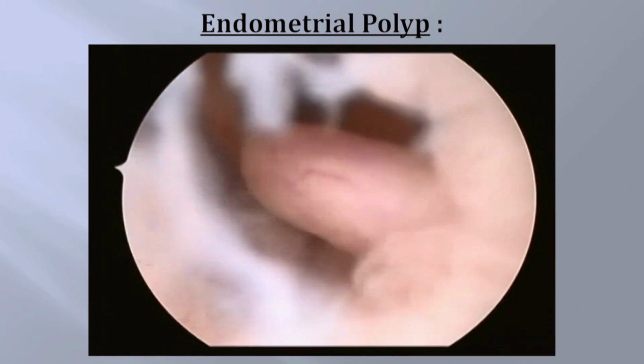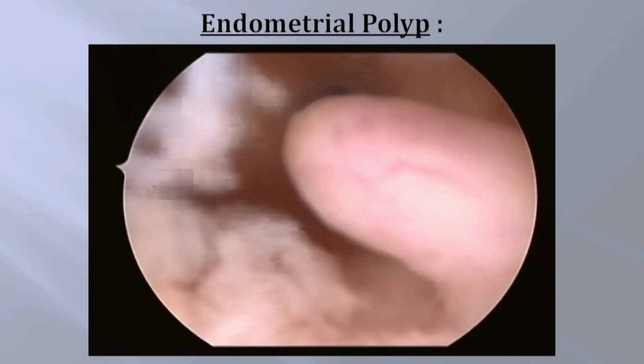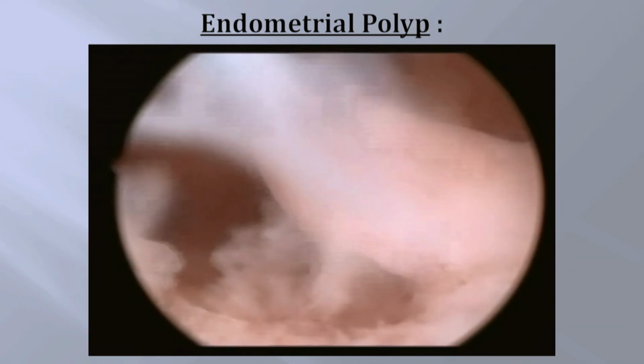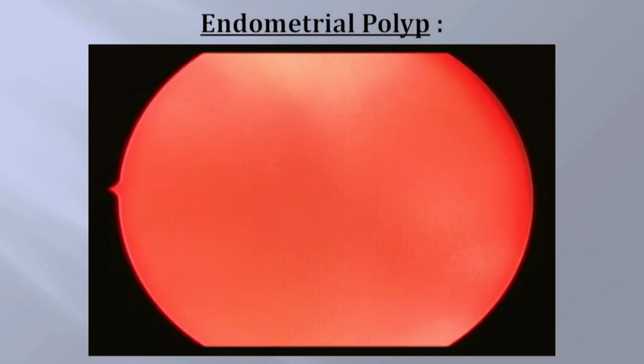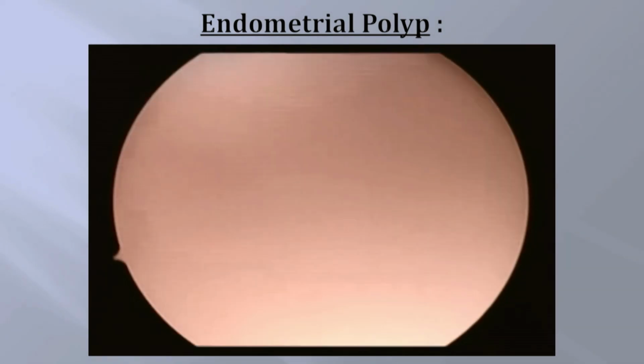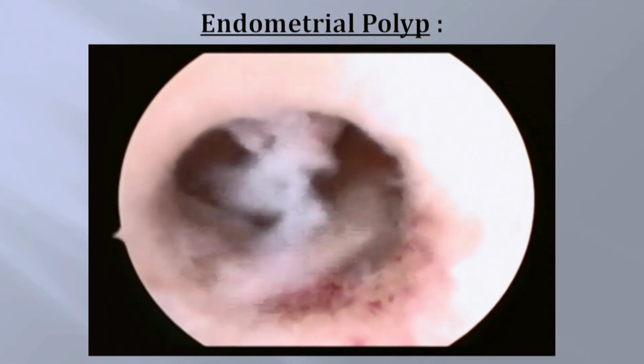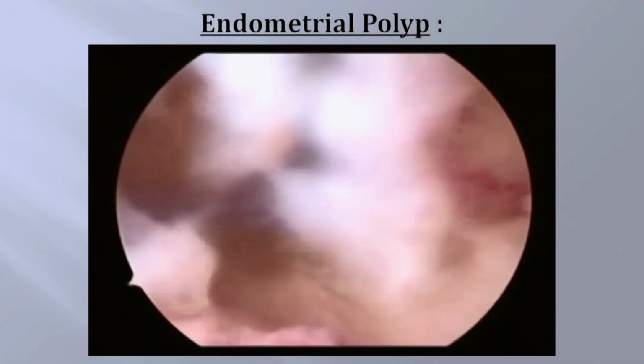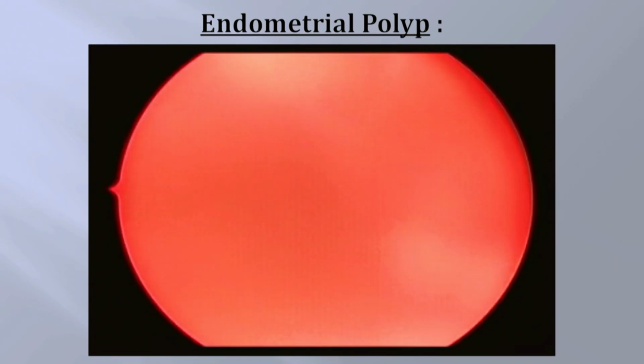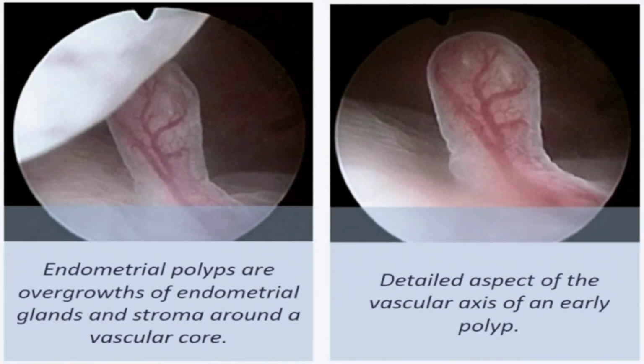Now in this video, we can see a small polyp. If you don't take care of this, it might grow in future, and again it will have some implications. So by just blunt dissection, I have dislodged the polyp. It was small, that's why this can be done. This is a typical magnified picture of a polyp, in which you can see a detailed aspect of the vascular axis of an early polyp.